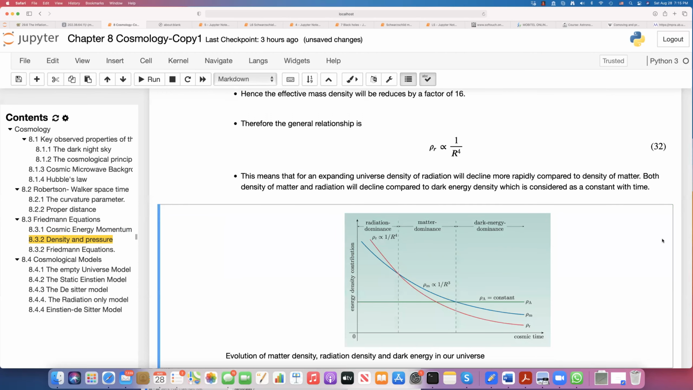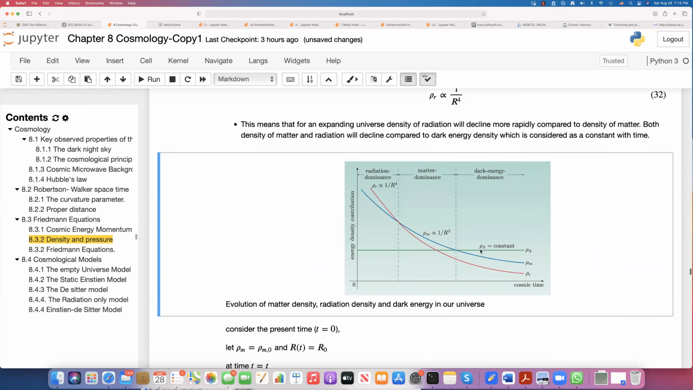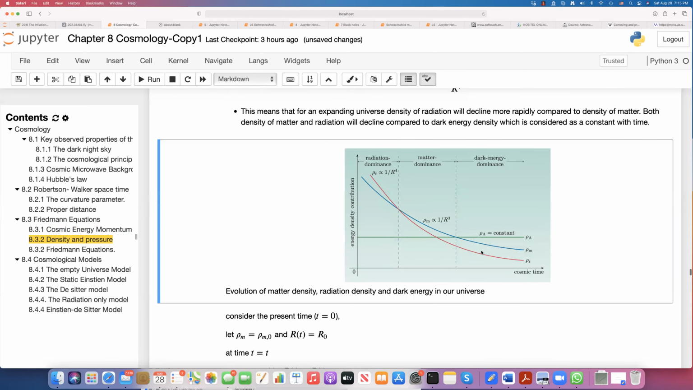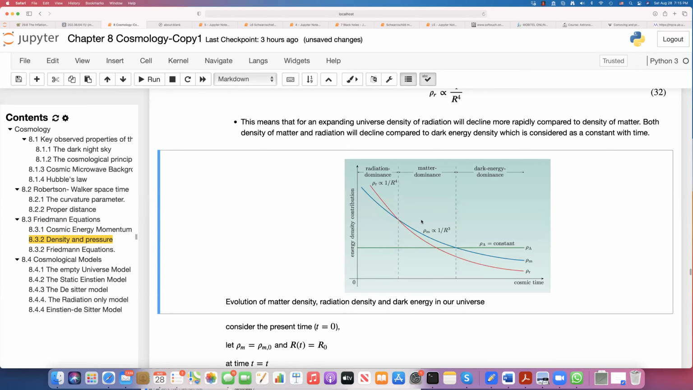So the dark energy density is considered as a constant with time, right? Because dark matter is included already in the matter part, right? So you don't have to consider that separately. And this graph nicely explains what has happened since the Big Bang.